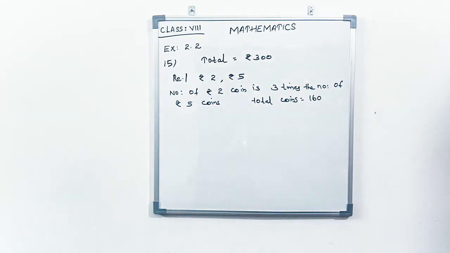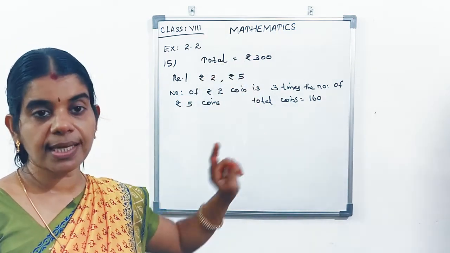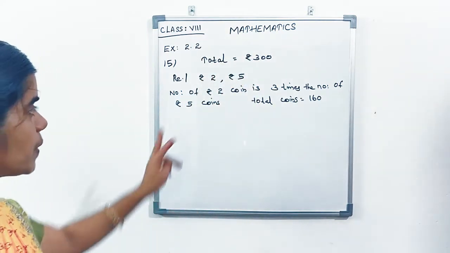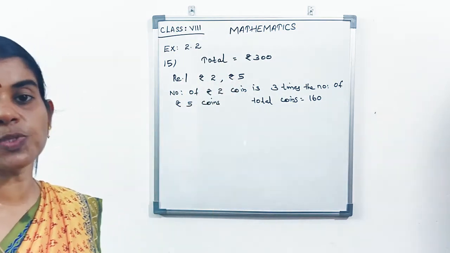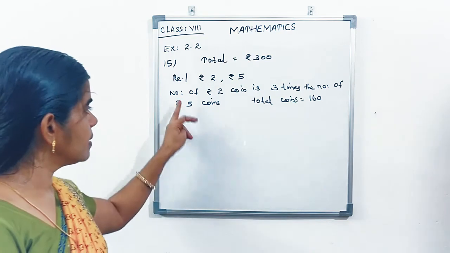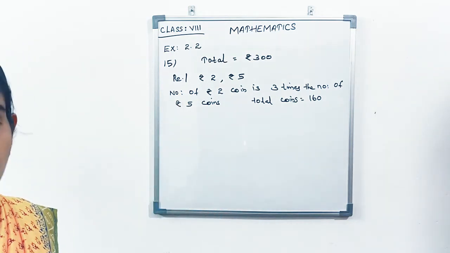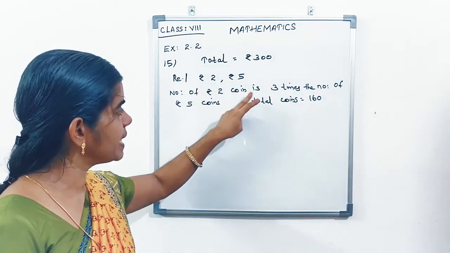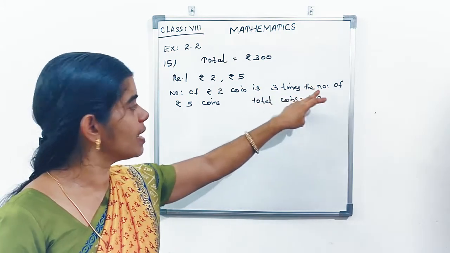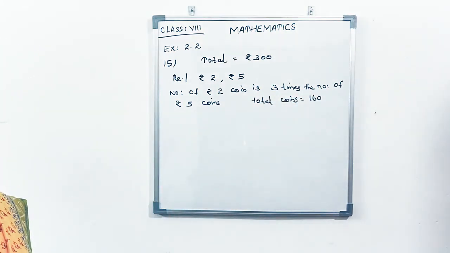Is the question clear? I have a total of 300 rupees. In that 300 rupees, which types of coins are there? 1 rupee, 2 rupee and 5 rupee coins. 3 types of coins are there. The ratio is not given, and the number of coins is not given. But they have given one clue: the number of 2 rupee coins is 3 times the number of 5 rupee coins.